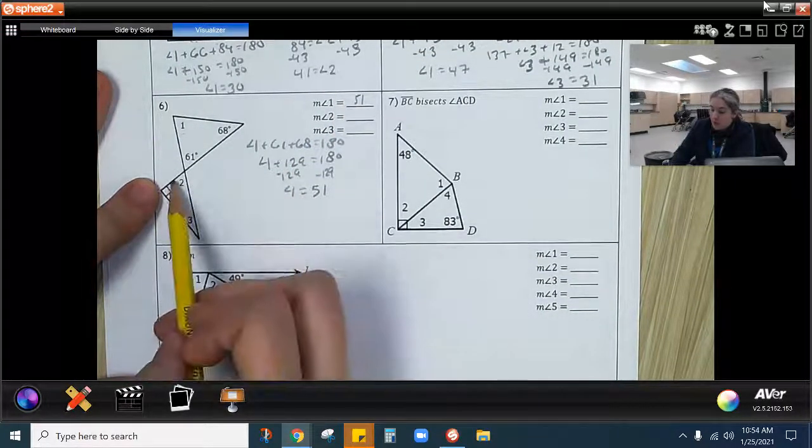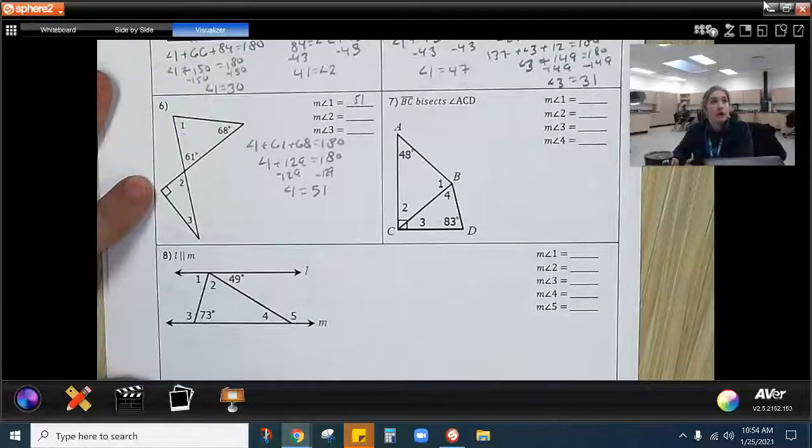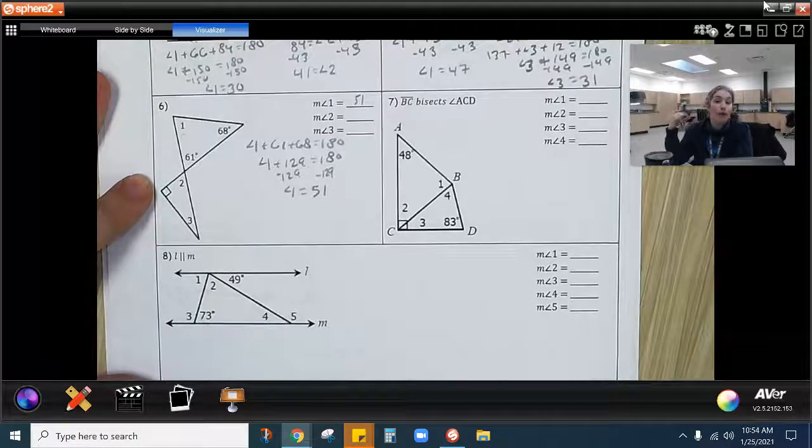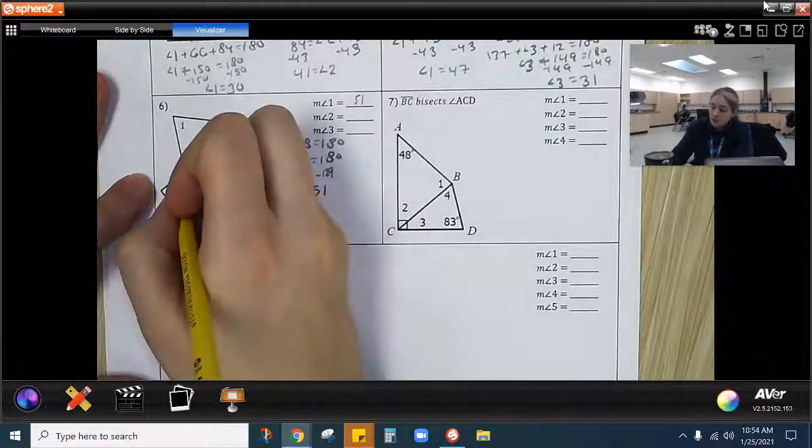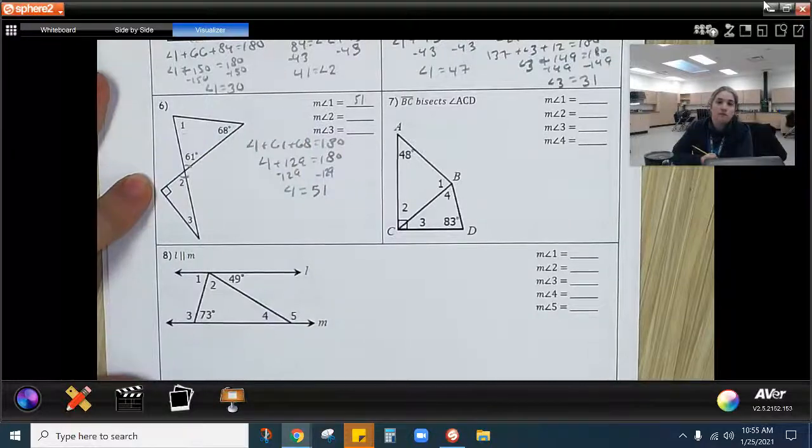For angle 2 down here, this one, hopefully you guys can recognize it. We spent a lot of time talking about it, and I told you it was going to come up over and over and over again. We know our angle pair relationships. Angle 2 is vertical angles with 61.